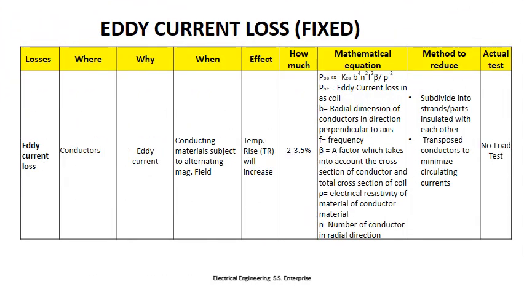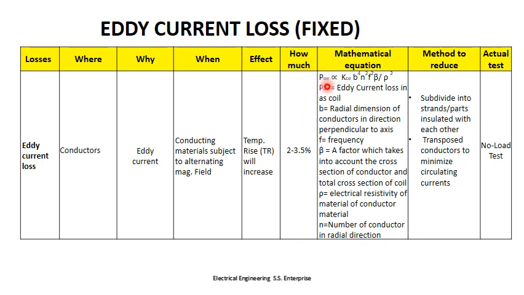Now we'll see eddy current loss, that is, fixed losses in a conductor. It happens because of eddy current when conducting material is subject to an alternating magnetic field. The effect is that it will cause a temperature rise. The contribution is around 2 to 3.5% of total losses.